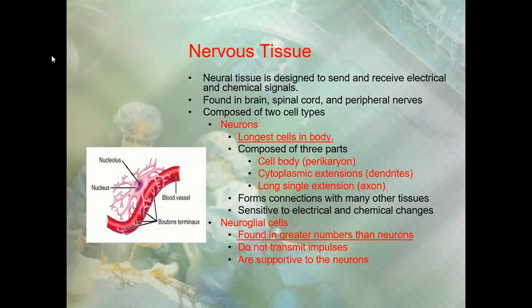Now these neuroglial cells do not transmit impulses. They're not neurons. They don't know how to act. They don't know how to sing. They're only there to support our superstar, the rock star, the neuron. And of course, they're going to be found in more number than the nerve. For every nerve, you have multiple support cells.